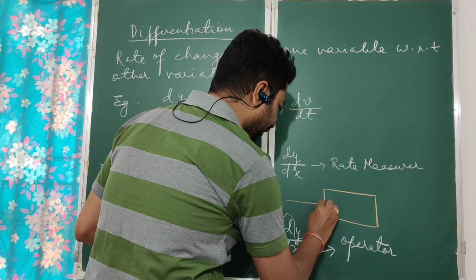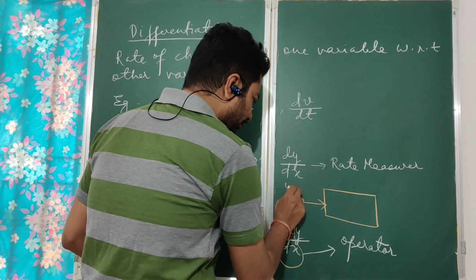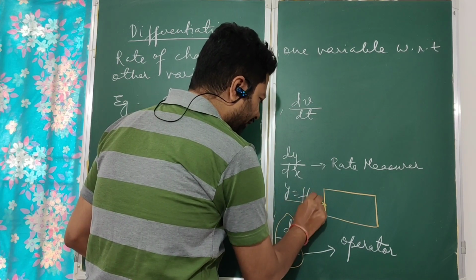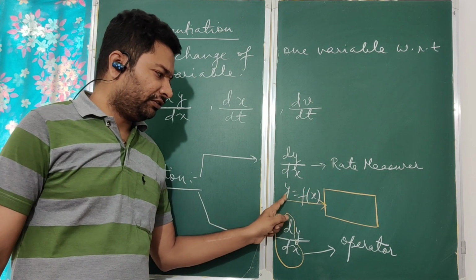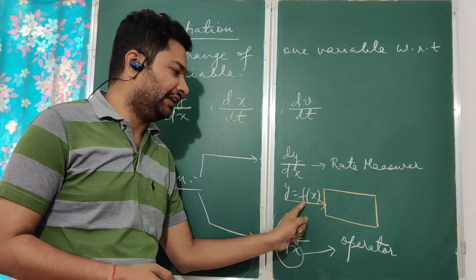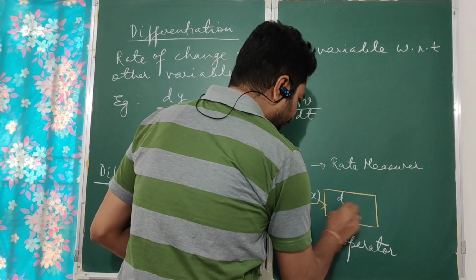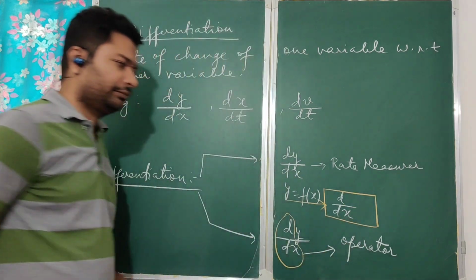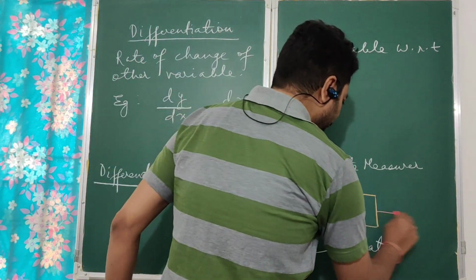So let us say you are giving some input to this machine. What is the input? The input is y is equal to f(x). I am taking a very simple case. The input to this machine is y is equal to f(x), that is, you are giving some mathematical function as input to this machine. And what is this machine? This machine is d by dx.